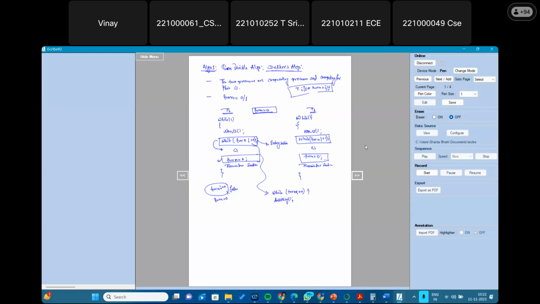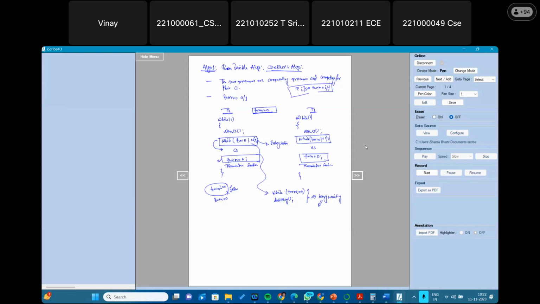It is also called busy waiting. What is the meaning of busy waiting? Busy waiting means the CPU executes this while instruction without doing any useful work. What is happening here? Only the loop is executing. While the condition is true, do nothing. While it is true, do nothing.